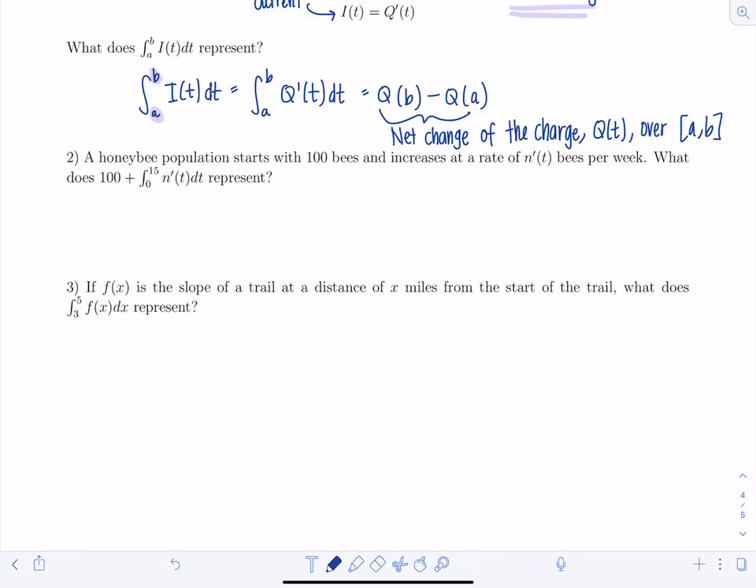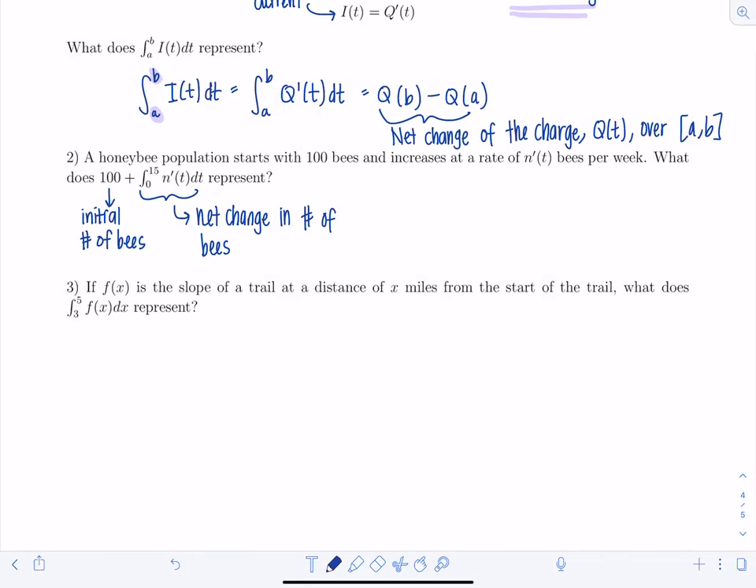Example 2. A honeybee population starts with 100 bees, and it increases at a rate of n prime t bees per week. What does 100 plus the integral from 0 to 15 of n prime of t dt represent? Okay, so this is going to give us the initial number of bees. And then by our net change theorem, this gives me the net change in the number of bees.